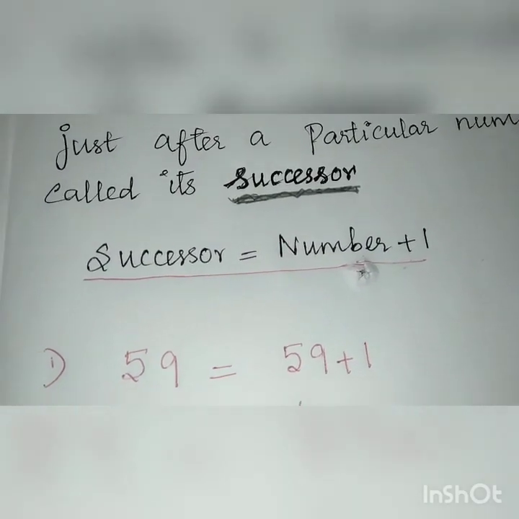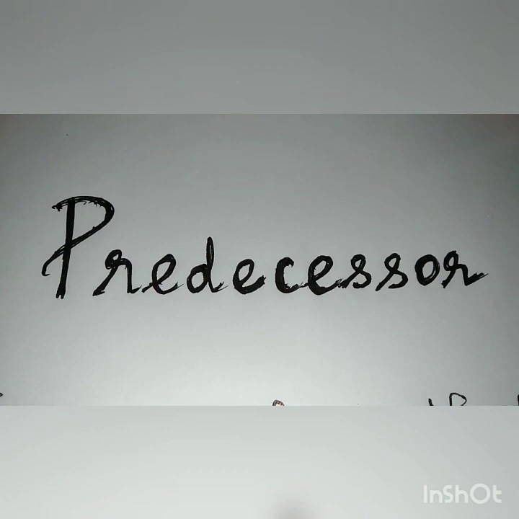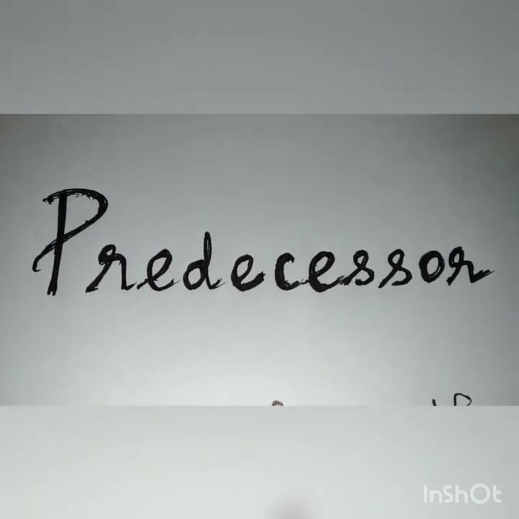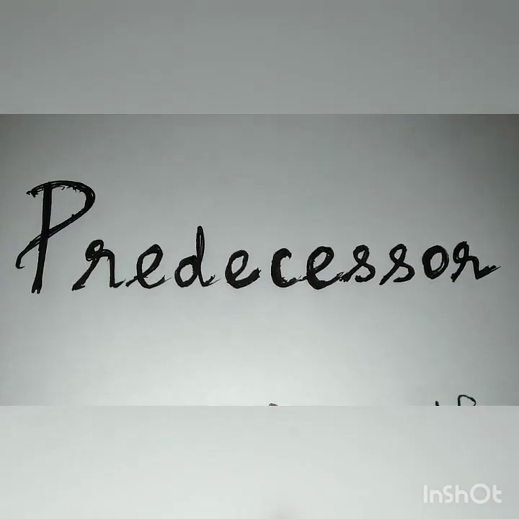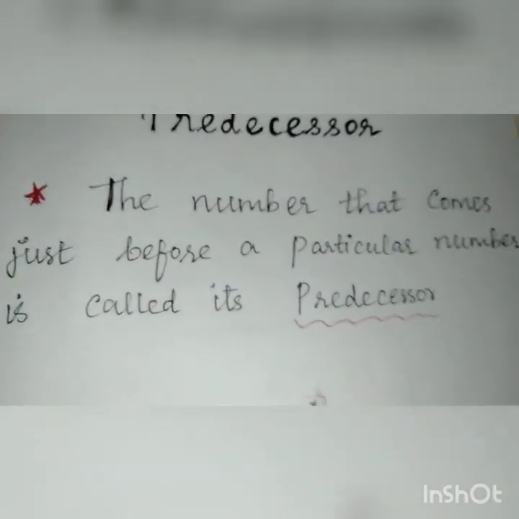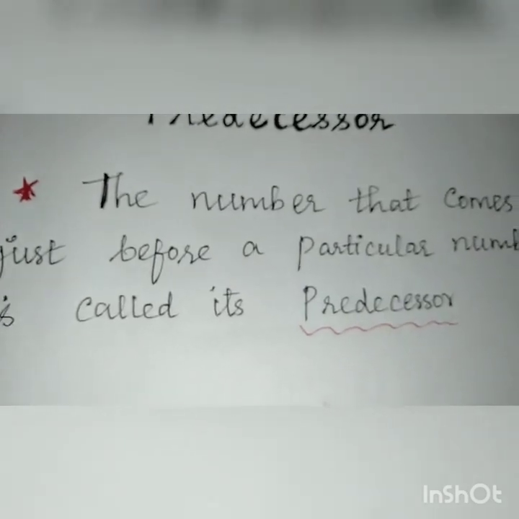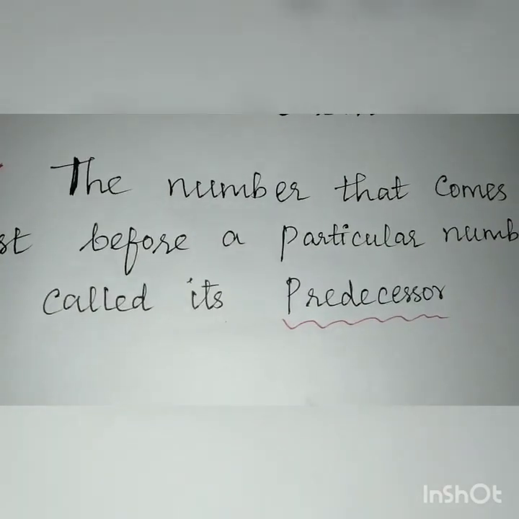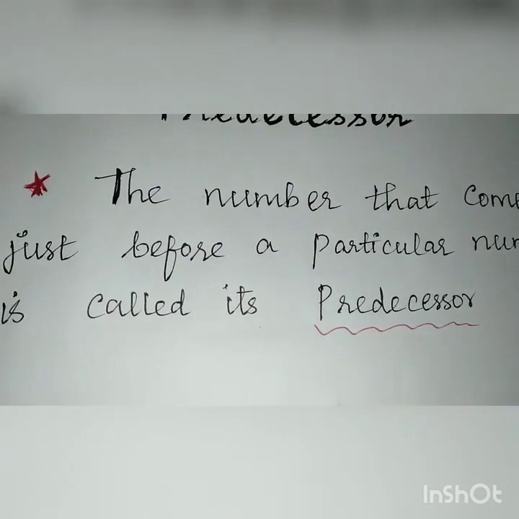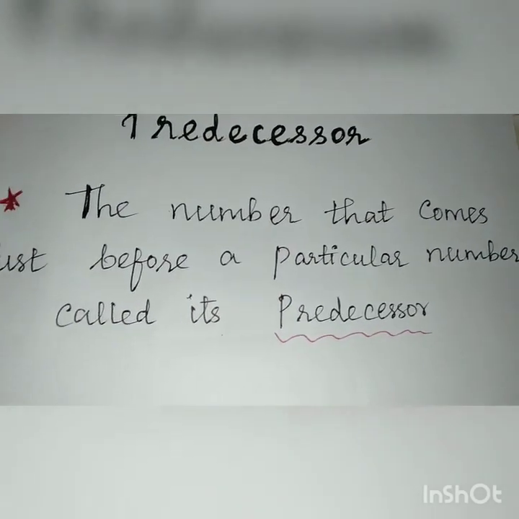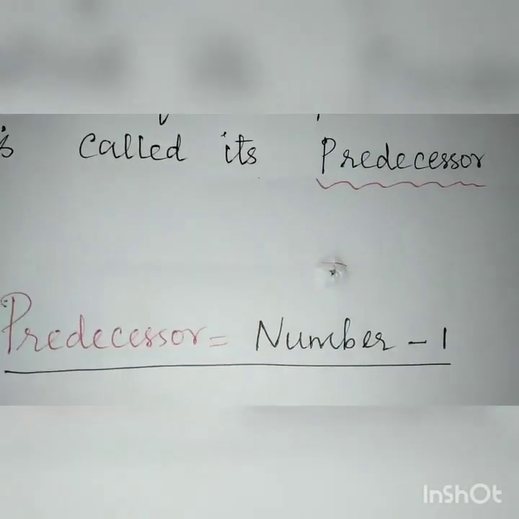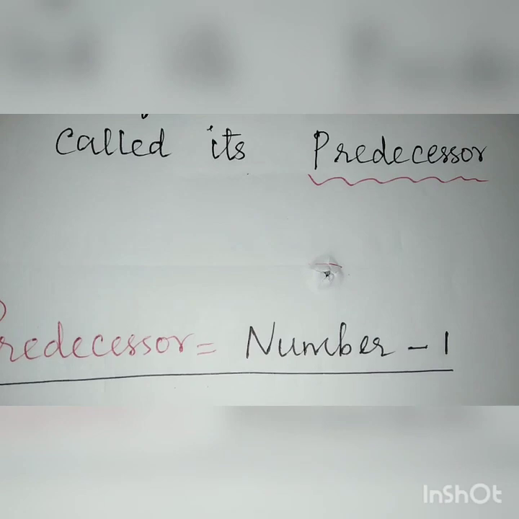I'm going to explain about predecessor. So what is the predecessor? Do you have any idea? Just see the definition, okay? The number that comes just before a particular number is called its predecessor. That means predecessor is equal to number minus 1.